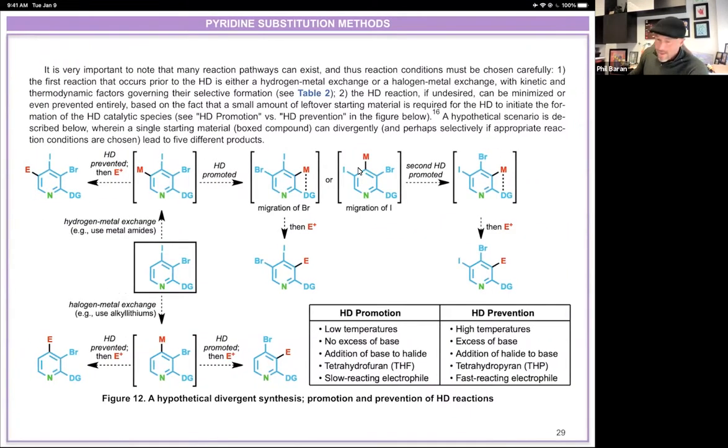How do you get a dance to happen, and how do you prevent it from happening? Well, to promote halogen dance, you want to use something like low temperature. You don't want an excess of base. Often to propel a halogen dance, people will use 0.7, 0.8 equivalents of base. You'll want to add the base to the halide so you can propagate the cycle to make that dihalogenated intermediate. Use a solvent like THF, and you want to use a slow reacting electrophile like CO2 or DMF or TMS chloride. Whereas for HD prevention, TMS chloride may not be a good one, by the way, stick to CO2 and DMF. HD prevention would be higher temperature, excess of base, so you can't get the propagation of the cycle, the addition of the halide to the base so you never can get that dihalogen intermediate, a solvent like THP, and a fast reacting electrophile like maybe iodine, for example.